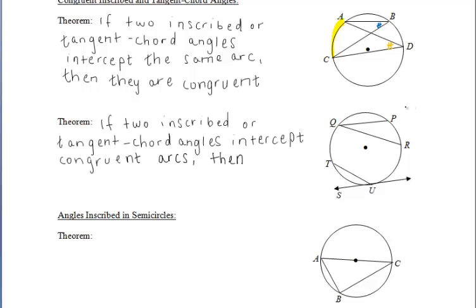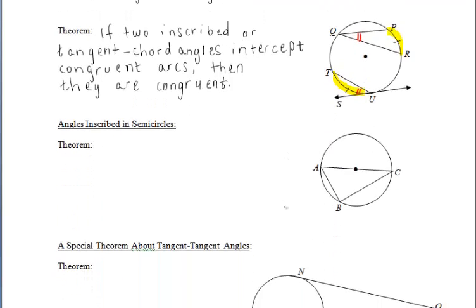The second theorem says if two inscribed or tangent chord angles intercept congruent arcs, then, well, I'm going to tell you that this arc PR and this arc TU are congruent. Angle PQR is an inscribed angle that intercepts arc PR, and angle TUS is a tangent chord angle that intercepts arc TU. Since both of the vertices of those angles lie on the circle, both angles have a measure that's half the intercepted arcs. But since the arcs are congruent, that means the angles are congruent as well.